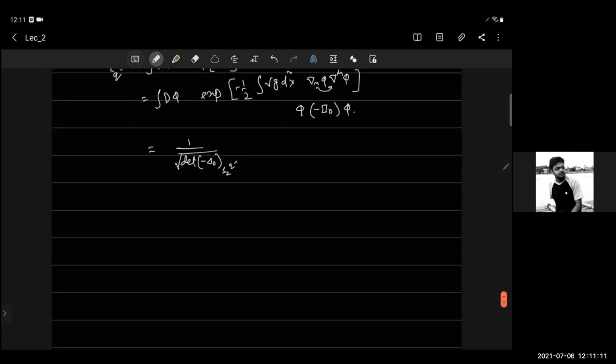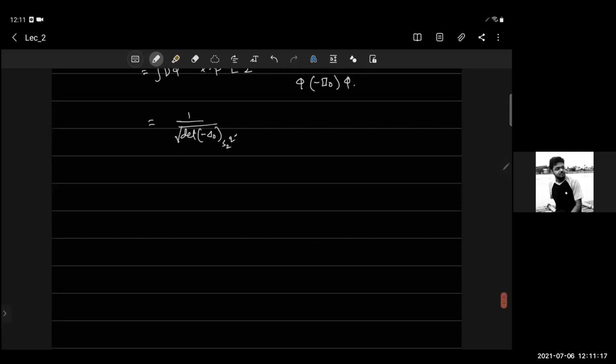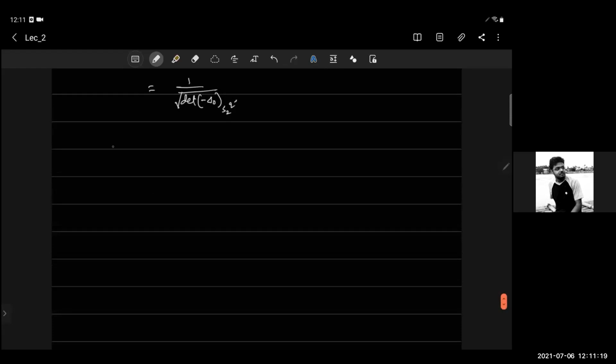So the partition function is 1 over the square root of the determinant of the spin zero Laplacian on the transfer S2q. Therefore, log ZQ is minus half of the log determinant of the spin zero Laplacian.